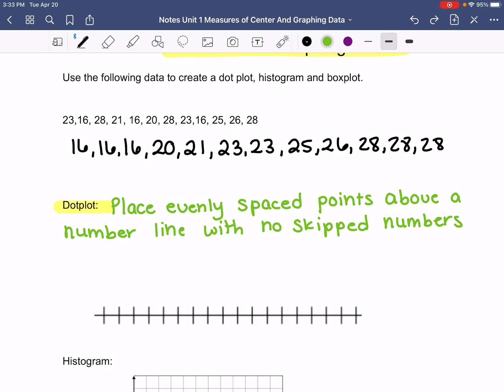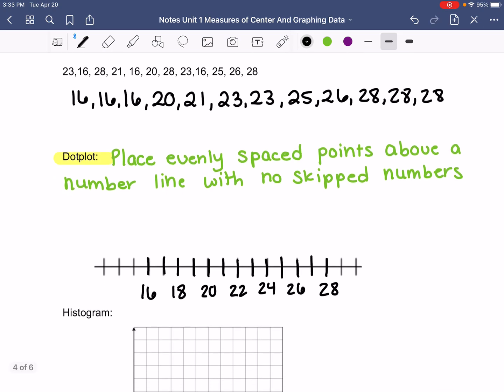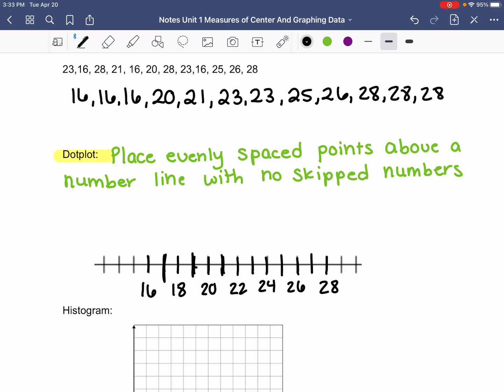You don't have to write every single number. My numbers started at 16. I don't have to write the number 17. Maybe I only write the evens, but there is still a space for it. I know it gets crammed if you write every single number, but you just have to make sure there's a space for it on your number line. This one's 26, this one's 27, but I don't write it, and then 28. So I didn't write every single number, but this is 17, this is 19, this is 21, the odds.